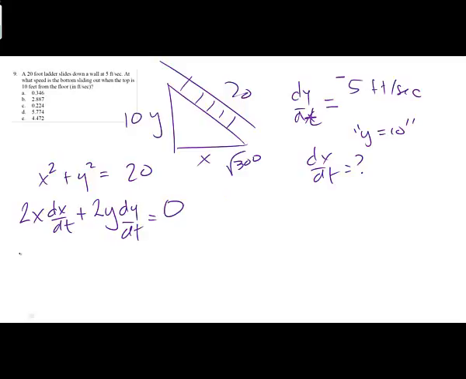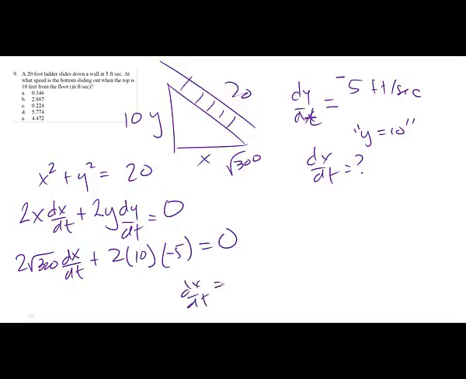Okay? I actually have work on this one, believe it or not. So 2 square root of 300, dx/dt, I don't know, that's what I'm trying to find, plus 2. The y at that moment is 10. dy/dt is negative 5, equals 0. When you actually do all of the work, the dx/dt ends up being 100 divided by the square root of 300, which is a decimal. So if we did this one, it would be a calculator problem. Okay?